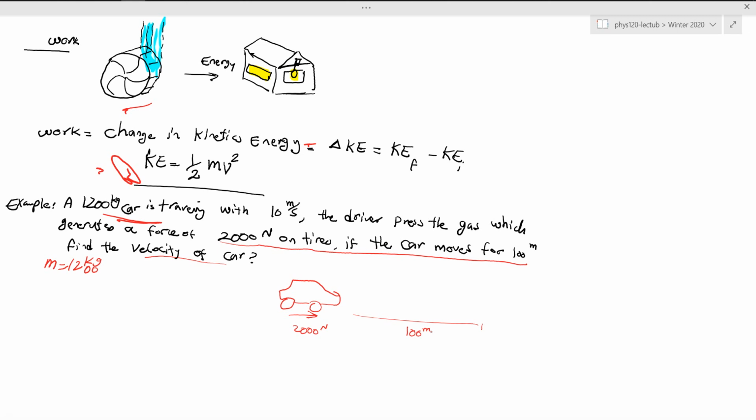Now, by just looking at this problem, you would notice that because you are applying a force in the direction of the motion of the car, your velocity will increase. The velocity will increase to a higher value on this side.